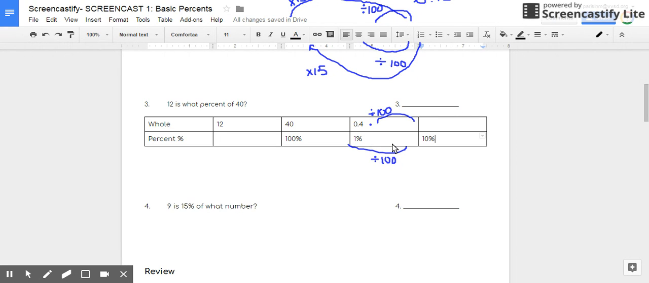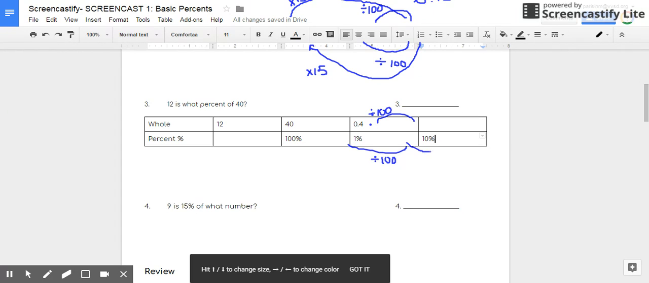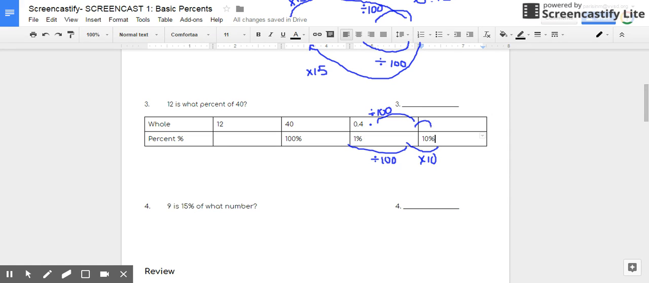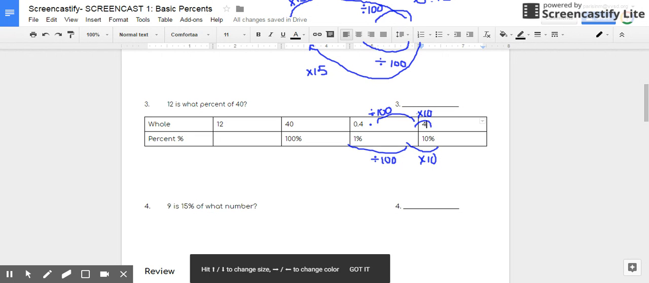So now going from 1% to 10%, I can multiply by 10 because 1 times 10 is 10. Whatever I do in the denominator, I have to do in the numerator. So then if I take 4 tenths and multiply it by 10, 4 tenths times 10 is going to give me 4. Now I have a whole number, which will make it easier to scale up to 12. So 4 times what will give me 12? Well, I know I can go from 4 to 12 all the way over here by multiplying by 3. 4 times 3 is 12.